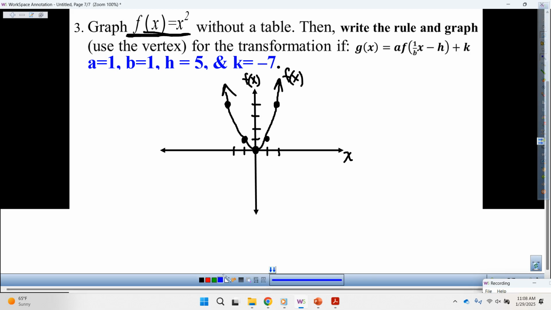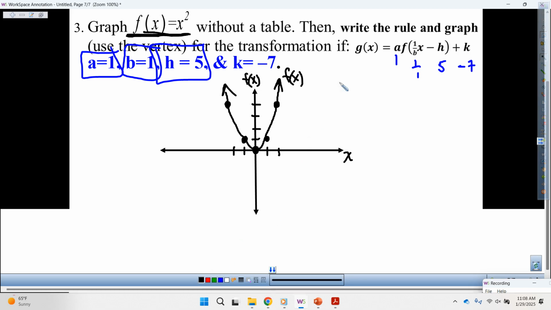So now we need g of x. So that means we need to substitute these values in for our form, yes? So what is a? A is 1, so that goes there. What is b? 1, so we get 1 over 1 there. What is h? H is 5. And what is k? Negative 7.